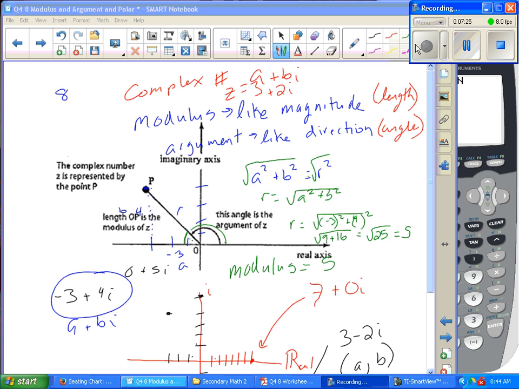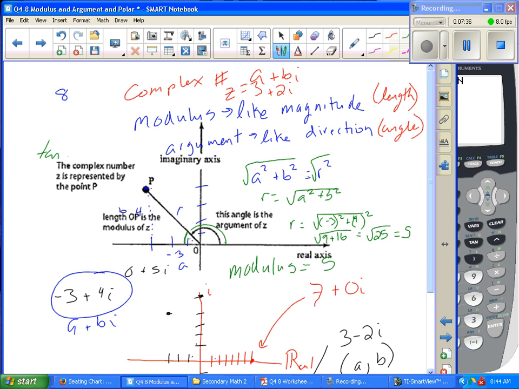Yeah, tangent was correct. Tangent is opposite over adjacent. Because it's a right triangle, we can do SOHCAHTOA. So then to find my argument, I'm going to say tangent of that angle, I'm just going to call it theta because I don't know what it is, equals opposite, which is 4, over adjacent, which is -3.